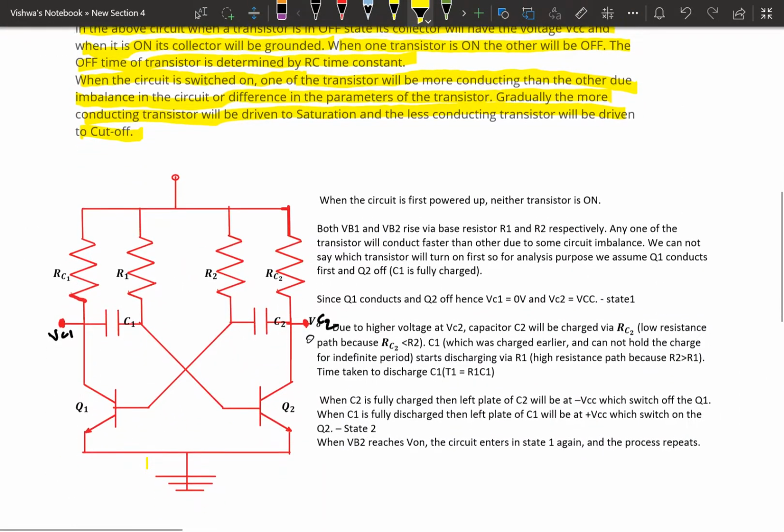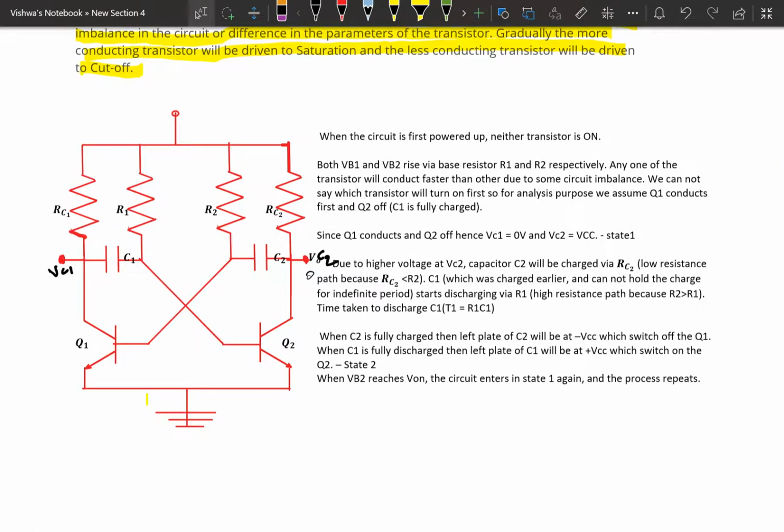Let's see the working of this astable multivibrator in brief. When the circuit is first powered up, neither transistor is on. That means when you provide the voltage VCC to the circuit, neither transistor is on. Both VB1 and VB2 rise through the base resistors R1 and R2 respectively. Here the base voltage rises through resistors R1 and R2. These two provide the base voltage to the transistors Q1 and Q2 in opposite directions.